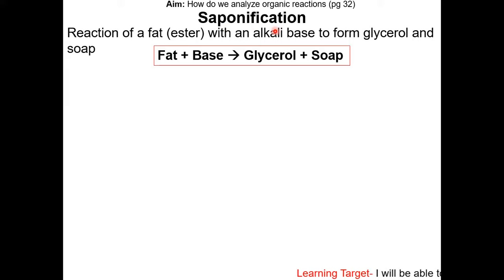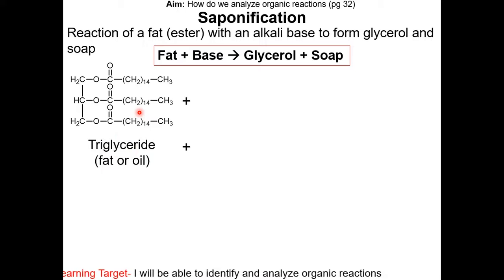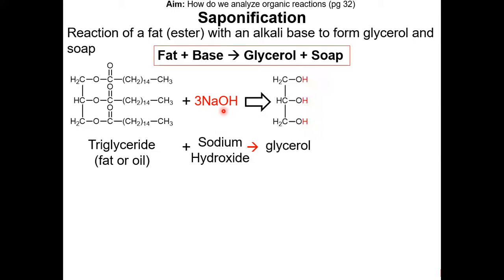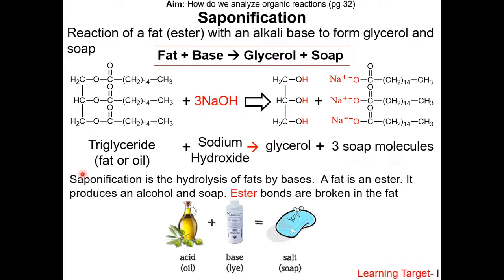Saponification is a reaction of a fat with an alkali base to form glycerol and soap. Here's an example of a fat. This is triglyceride. The fat molecule will react with an alkali base. In this case, it will be 3 molecules of sodium hydroxide to form 1 molecule of glycerol and 3 molecules of soap. In summary, saponification is the hydrolysis of fats by base.